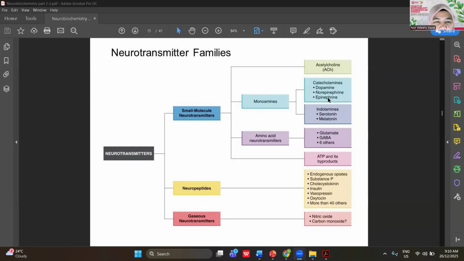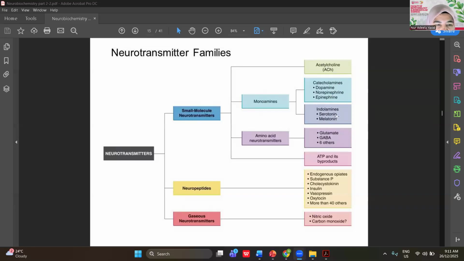For monoamines, they can be further branched into catecholamines and indolamines. Basically they are involved in mood regulation. For catecholamines, sleep-wake cycles and also circadian rhythms. And for indolamines, we have serotonin and melatonin. This one is for mood regulation. Okay, so it's almost similar to the catecholamines.